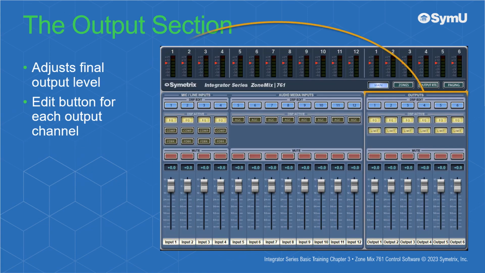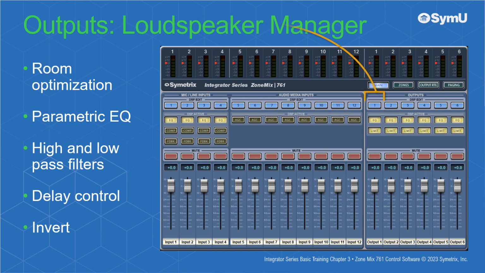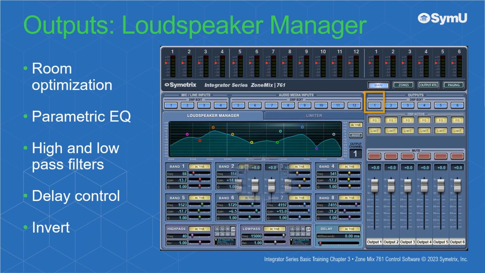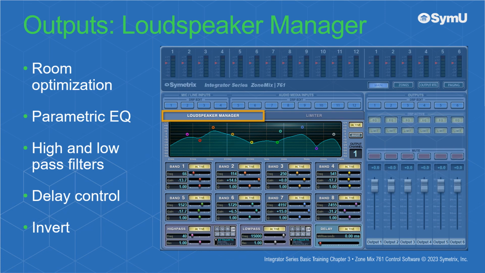The output section adjusts the final output level of the ZoneMix 761. The output DSP is accessed from this main screen by clicking on the blue DSP edit button from each individual output channel. The Loudspeaker Manager tab pulls together several features frequently required for room optimization: parametric EQ, high and low pass filters, delay control, and invert.